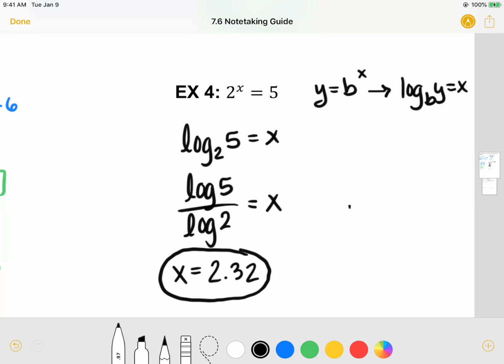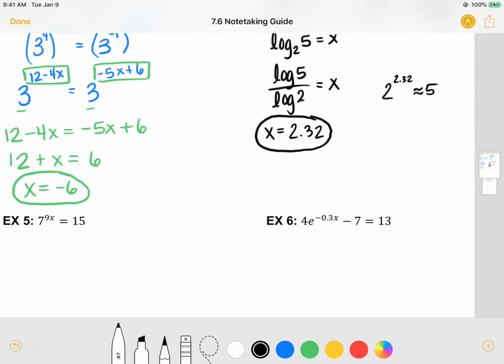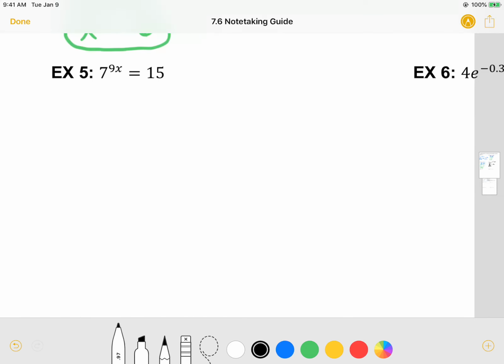And you can check your work. 2 raised to the 2.32 should equal approximately 5. Okay? It's not going to equal exactly 5 because we did a little bit of rounding, but it's nice to be able to check your work there. All right, let's move on to number 7.